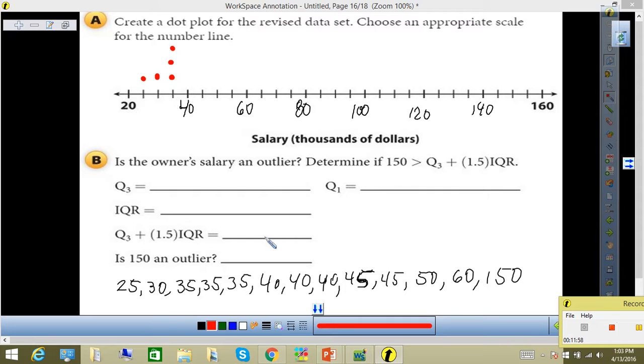All right, let's see. So yours should look something like this. I had 35, 35, 35, 40, 40, 40, 45, 2 of them, and 150. Okay. So looking at this data, do you now see how obvious it is, the outlier? Yes. Yes. And that's what dot plots help us look at.